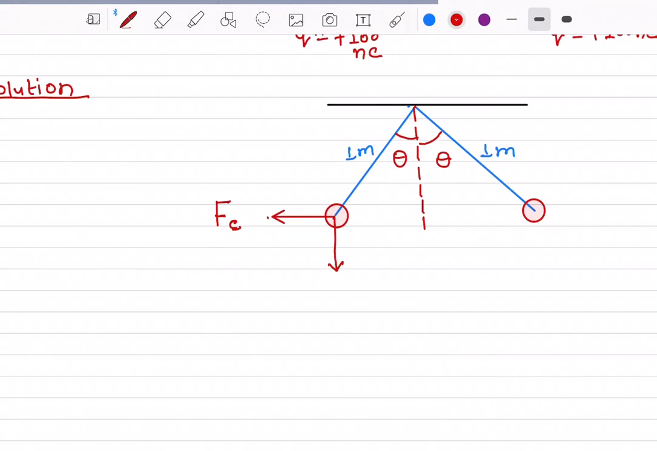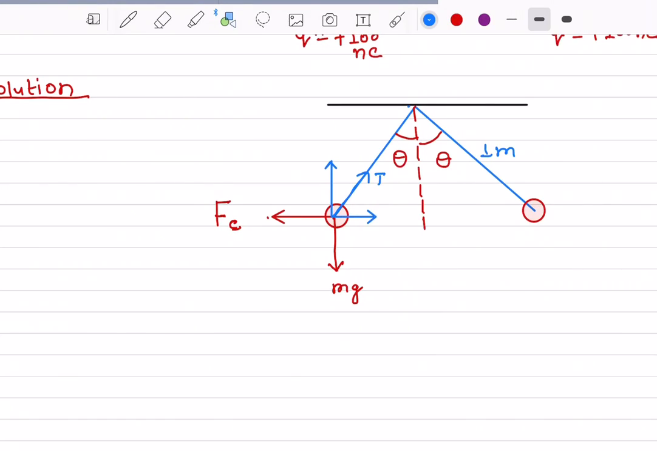And then the other force will be the downward force, which is the gravitational force. This is the gravitational force, which is m times g. There is a tension in the string. So if you look at this string here, there's a tension. We call this tension T. Let's remove this one first.